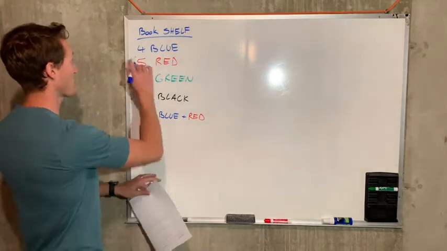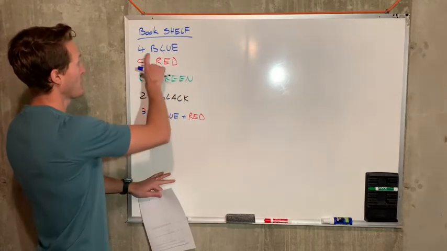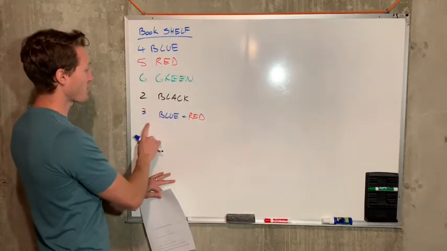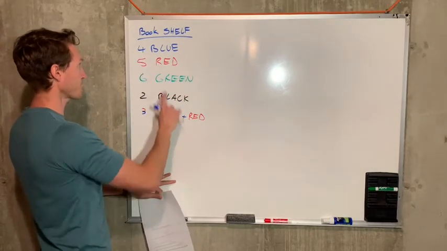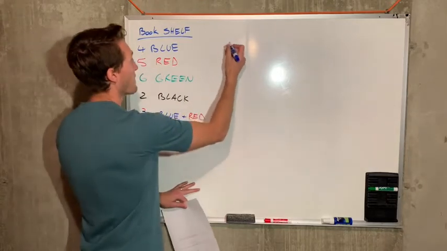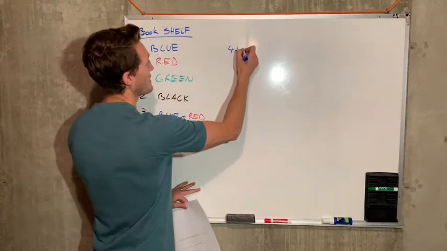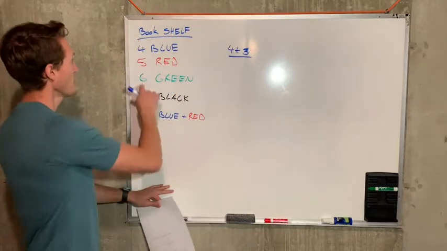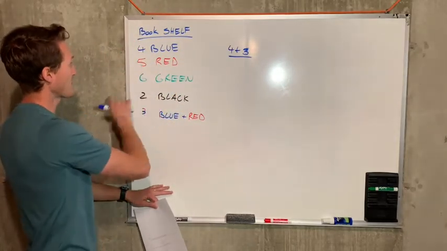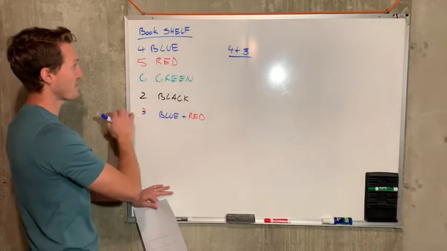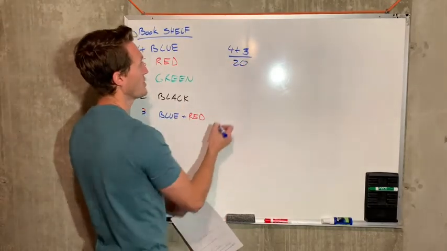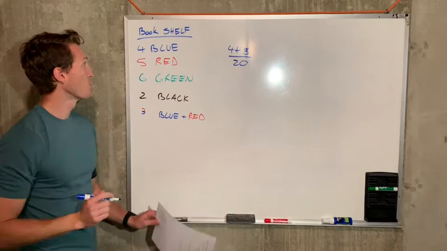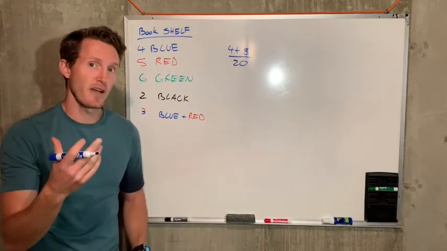Now in that case, we're going to do the probability of getting a blue one. Now there's 4 blue, but there's also 3 blue down here, okay? So a total of 4 plus 3 over the total number of books, right? So I have 9, and then another 6 is going to give me 15, plus another 5, I have 20 books, okay? So my probability of blues would be 4 plus 3 over 20, or 7 over 20.